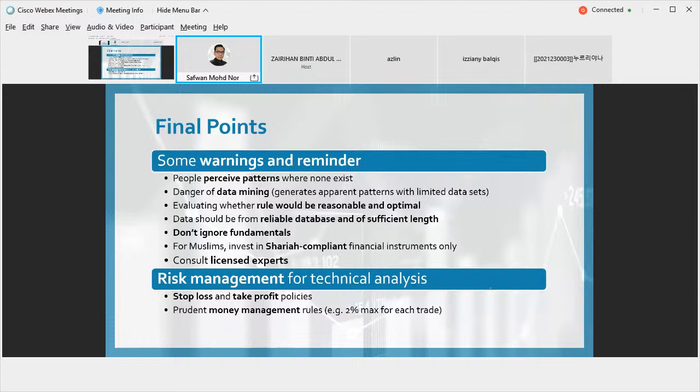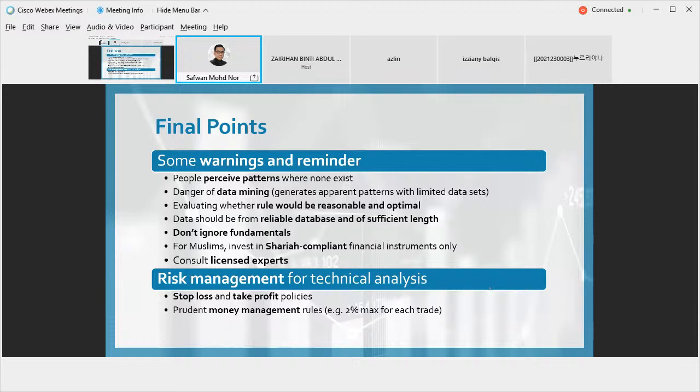When you have the data and you try to mine using some models, you might generate some patterns given limited data sets. Another important consideration is whether that rule will be reasonable. You have to also consider the market trend, whether the market is trading or trending, and whether the parameters are suitable, whether you should use 14 days, or maybe 20 days, maybe 30 days. So maybe you have to do some parameter optimization.